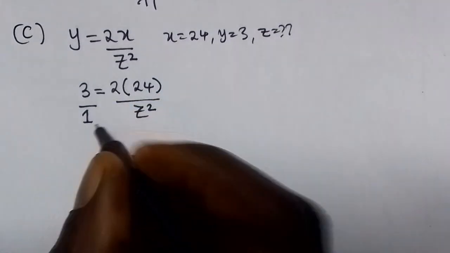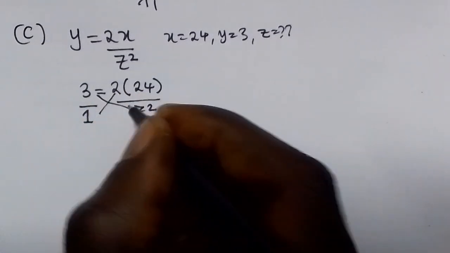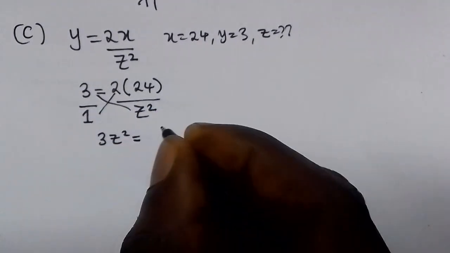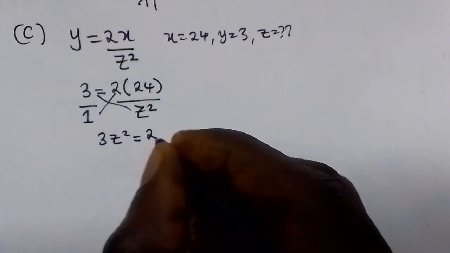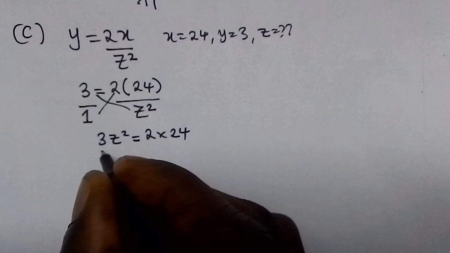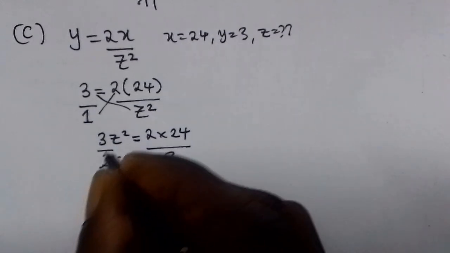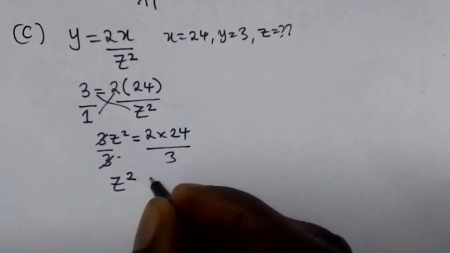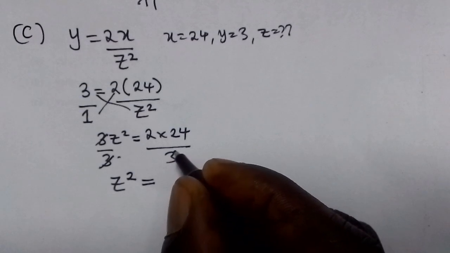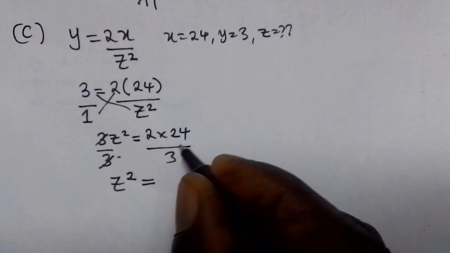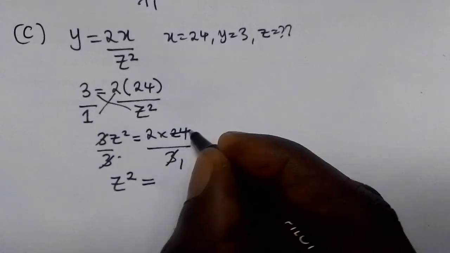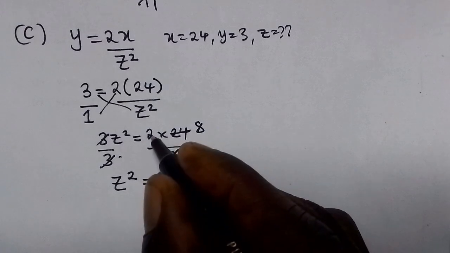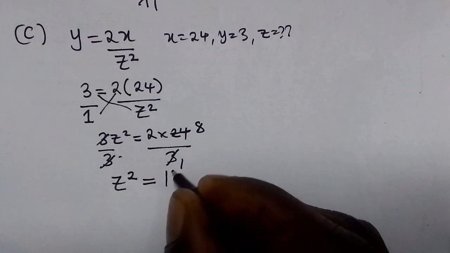We can now cross multiply since we've balanced up. Cross multiplying gives 3 times z square, which is 3z square, equal to 1 times 2 times 24, which gives 2 times 24. Divide by 3 both sides. 3 into 3, that's 1, and 1 times z gives z square. Equal to, 3 can simplify: 3 can go into 24. So 3 into 3, 1, and 3 into 24, that is 8. So to get z square, we're multiplying 2 times 8, which gives 16.